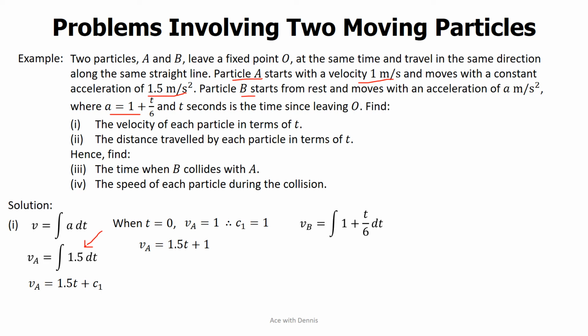Next, to find the velocity of B, it is the integration of 1 plus t over 6 dt, which is the equation of the acceleration. And we get VB equals t plus t squared over 12 plus C2. And given that when t equals 0, VB is 0, because it says that it starts from rest. Hence, C2 is 0. Therefore, the equation of velocity of particle B equals t plus t squared over 12.